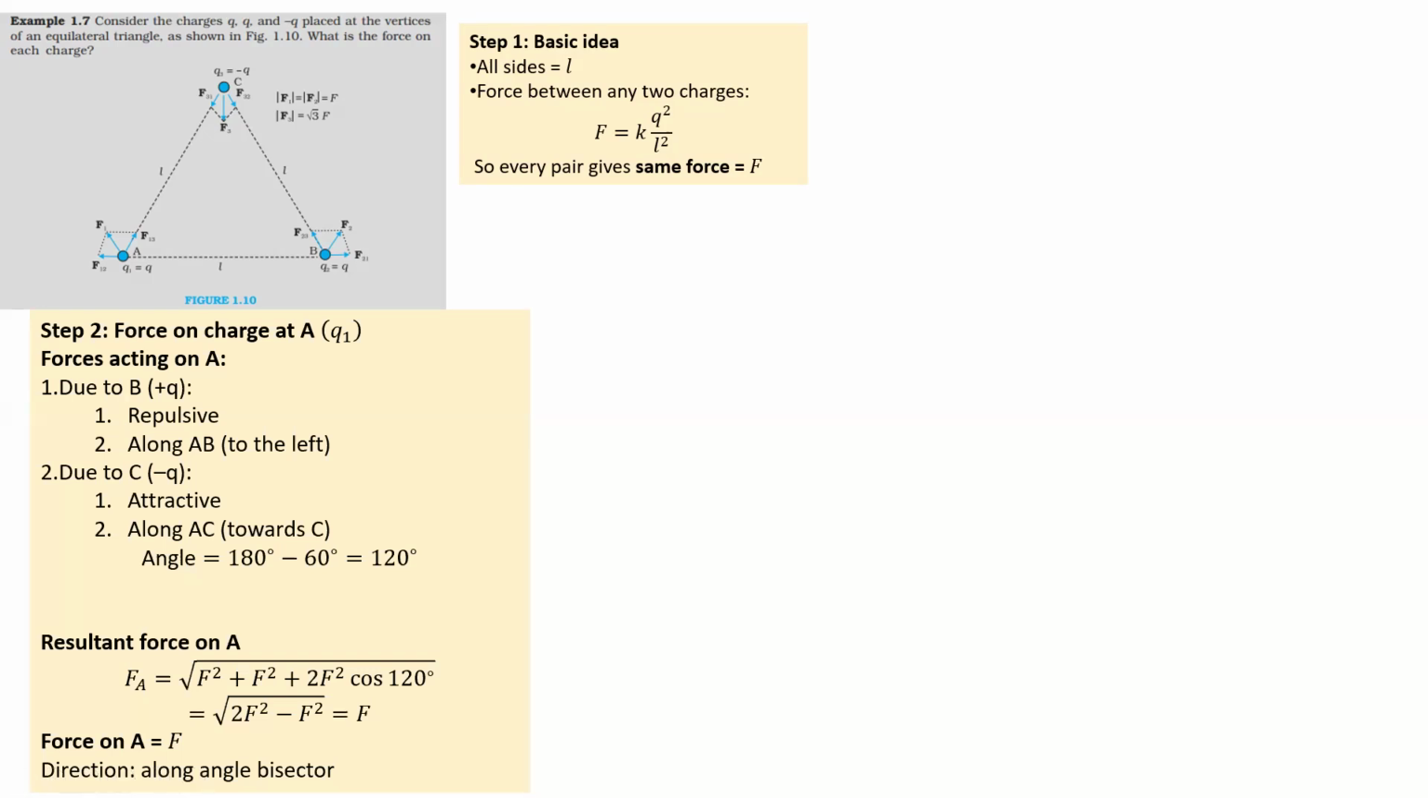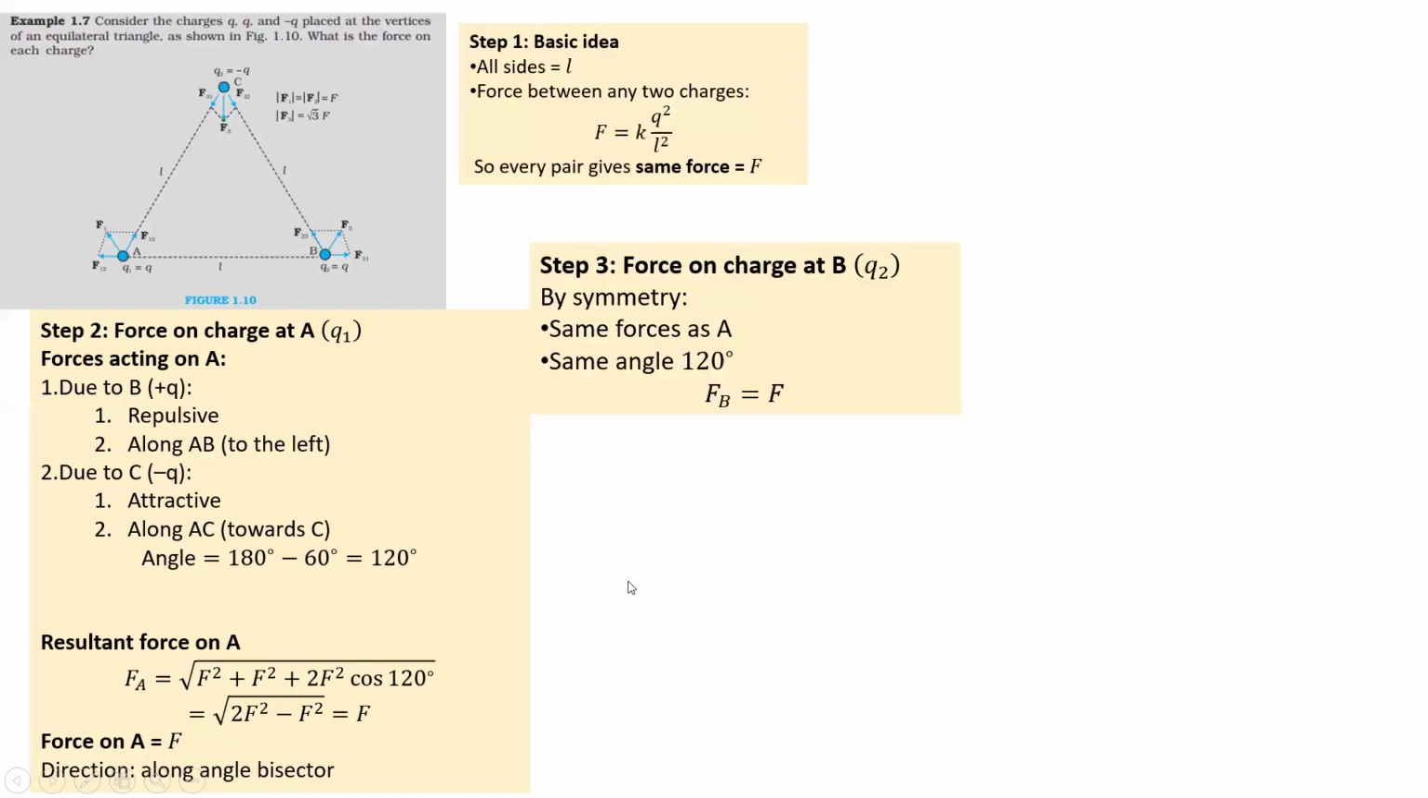We have to find the resultant of this. And we understood that each and every force is KQ square by L square. We'll go for law of parallelogram and we'll find the resultant force on A. That is square root of F1 square plus F2 square plus 2F1F2 cos angle, which is 120. Cos 120 value is minus half. So it becomes minus F square. 2F square minus F square becomes F square. Root of F square is F. So the resultant force on A equal to F.